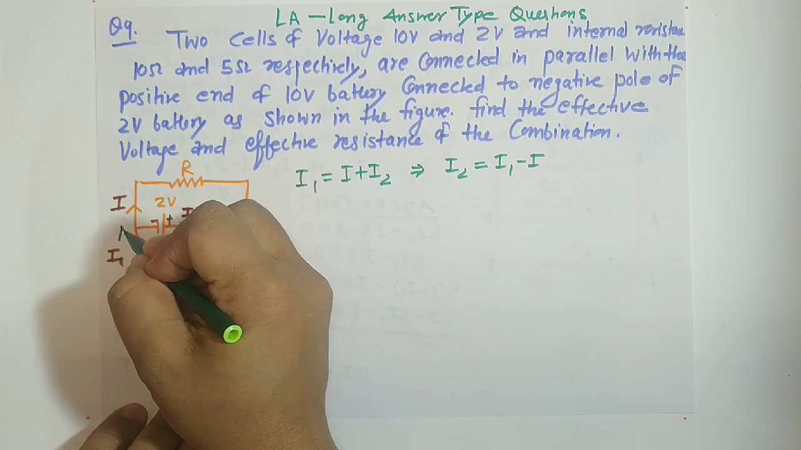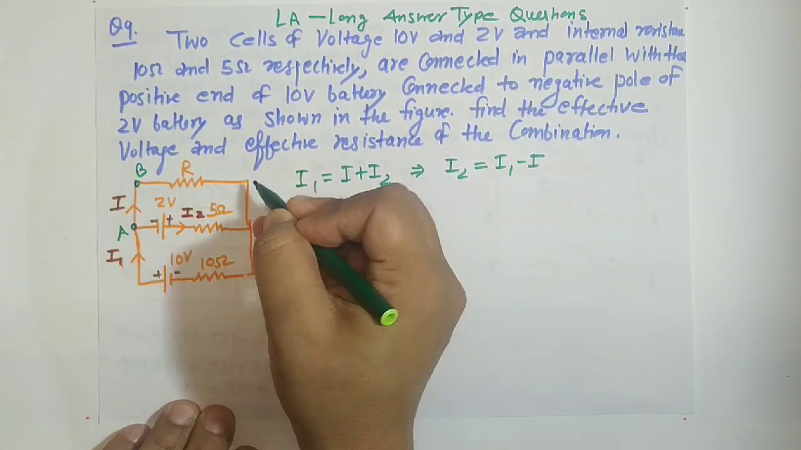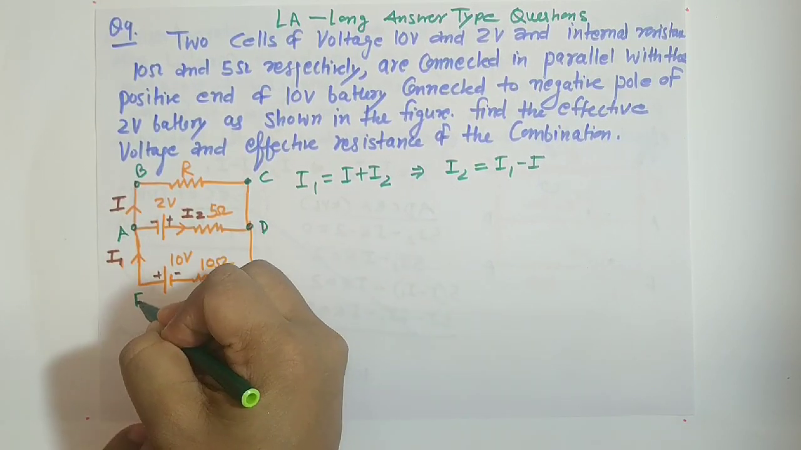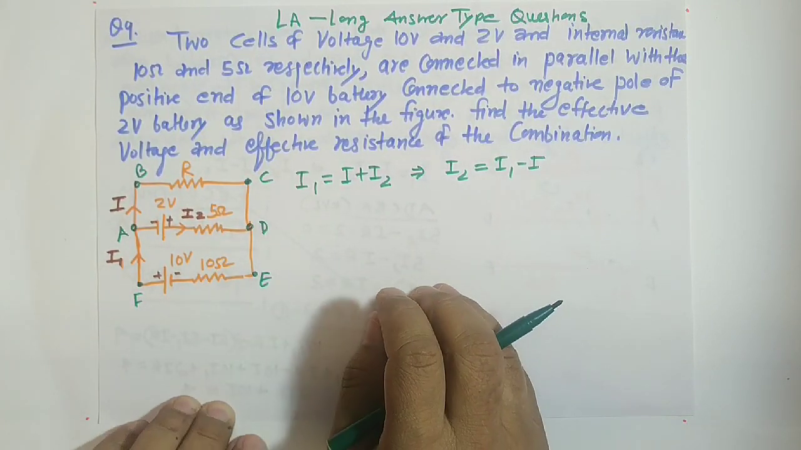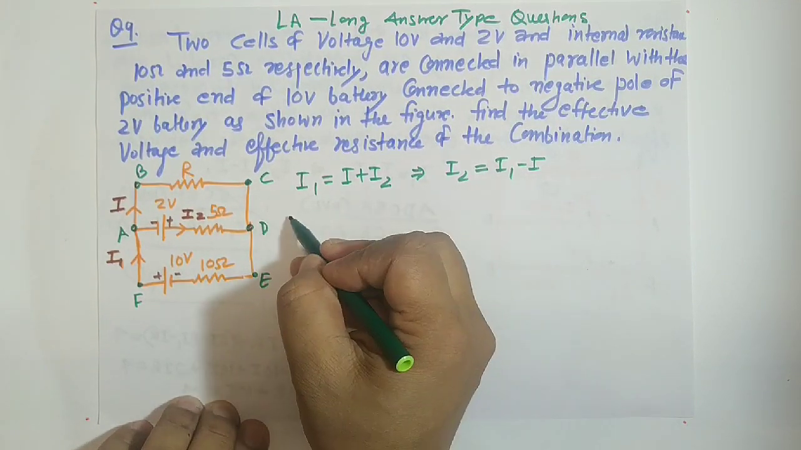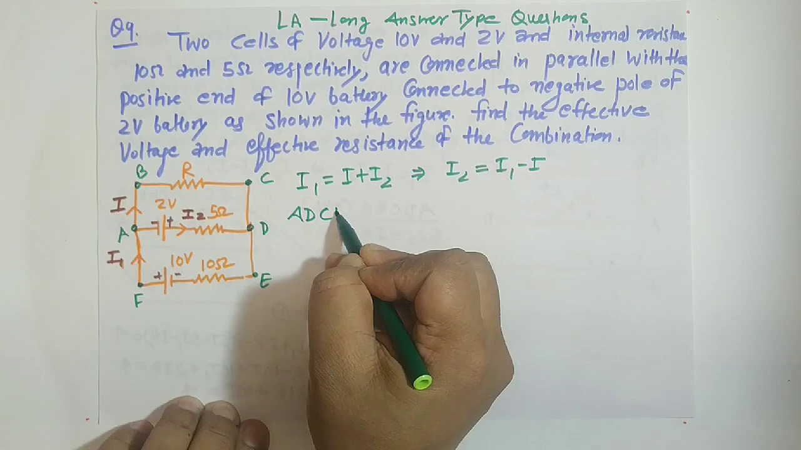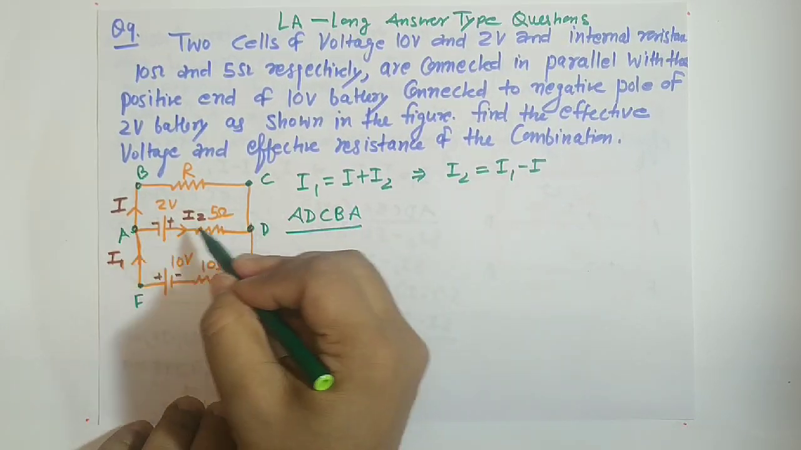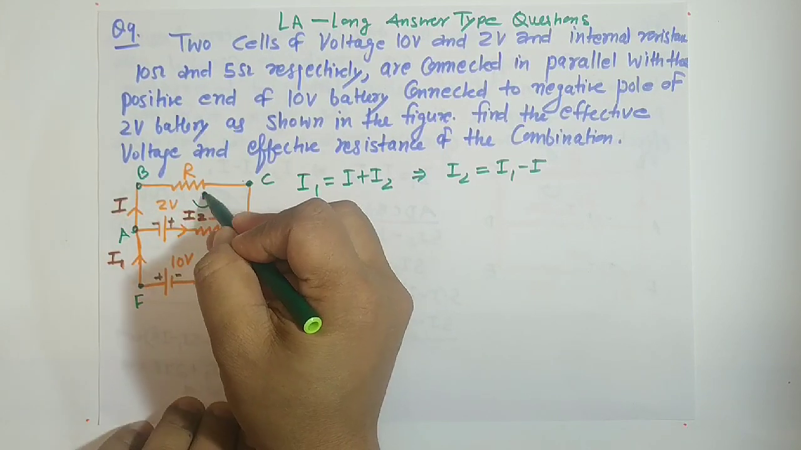So what we will do is take the points A, B, C, D, E and F. And now we can apply the KVL. Say we apply KVL on A, D, C, B, A. Are you getting it? A, D, C, B. We are going in this way.